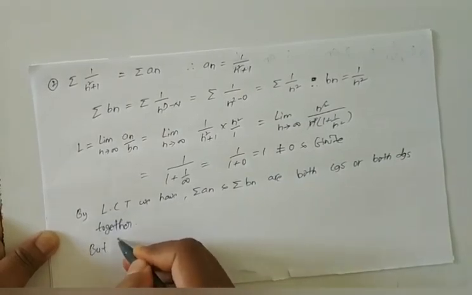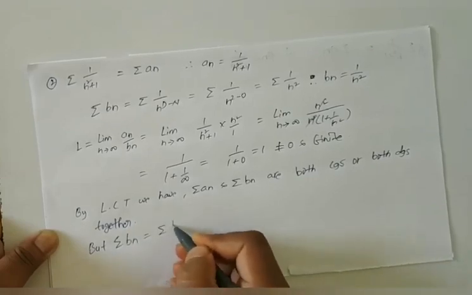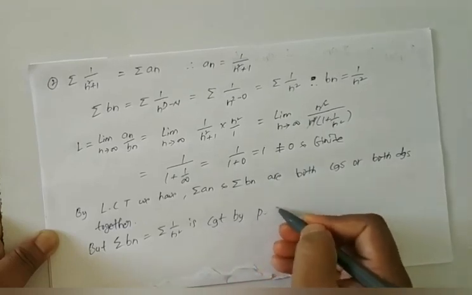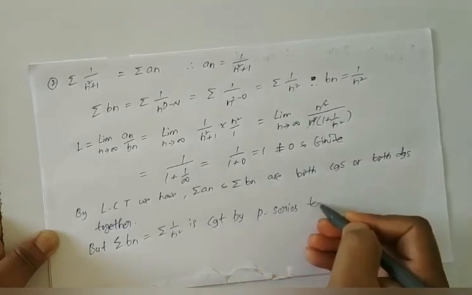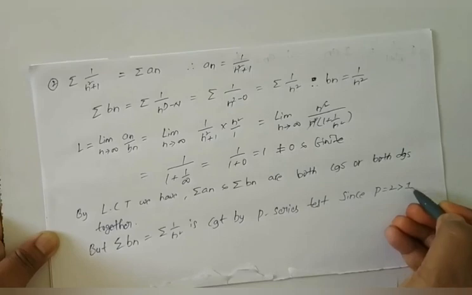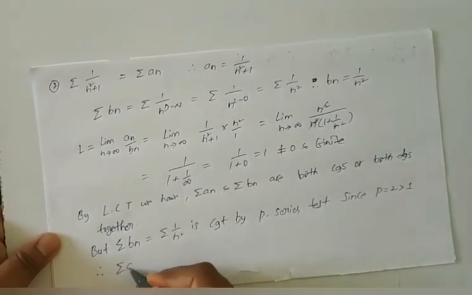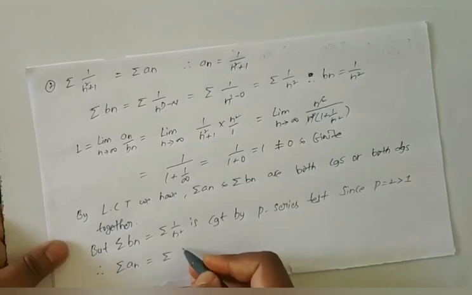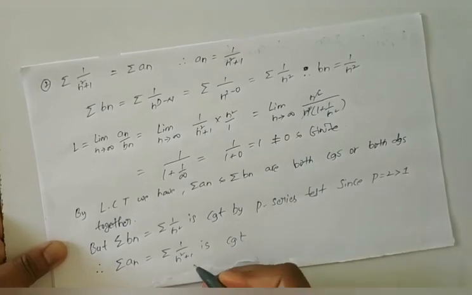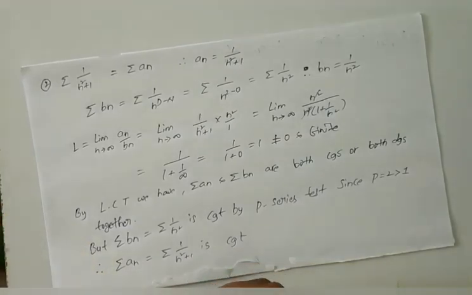But summation bn, which is summation 1 by n square, is convergent by the p-series test, because p is equal to 2, which is greater than 1. Therefore, summation an, which is 1 by n square plus 1, is also convergent. Because if one series is convergent, then the other series must be convergent by the limit comparison test when L is finite and not equal to 0.